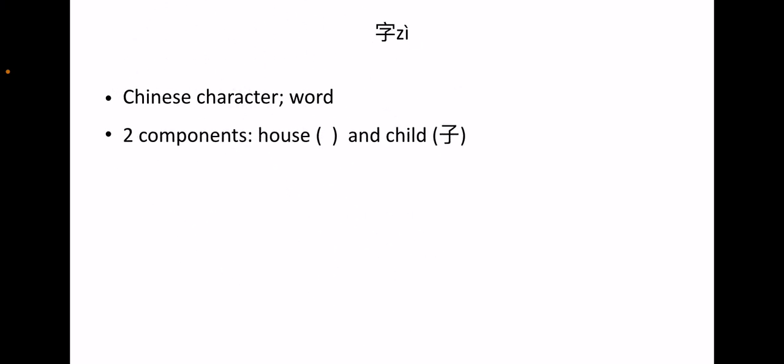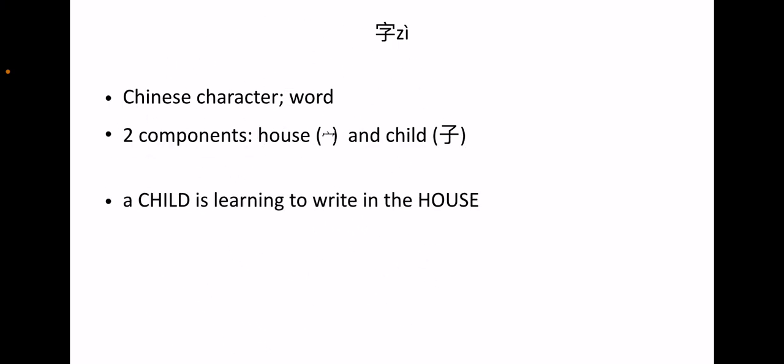字, Chinese character or word. It has two components. Remember the roof of the house? That's right. I remember the little child.